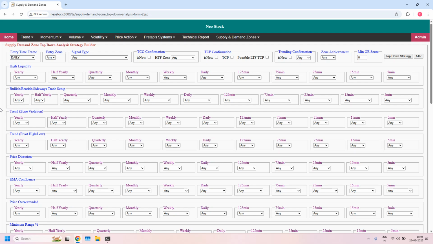Okay, starting with monthly income trade, sideways long trade setup, entry time frame daily, entry zone demand zone, bullish or bearish or sideways at entry time frame daily. I am selecting sideways long. Zone achievement violated opposing zone. Minimum odd enhanced score should be 11 for sideways. And third filter, pierced count, zone pierced.